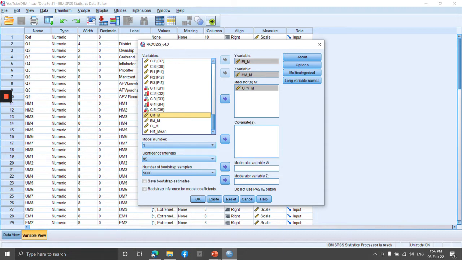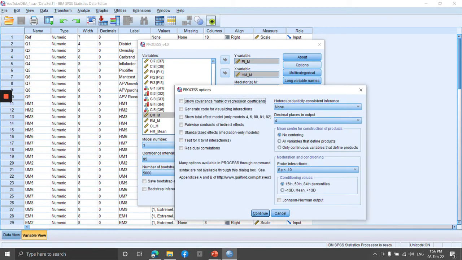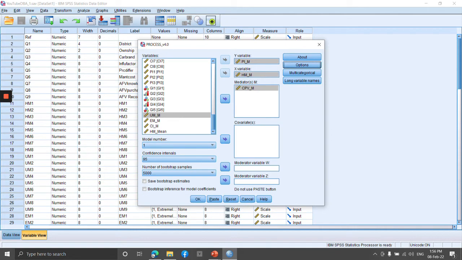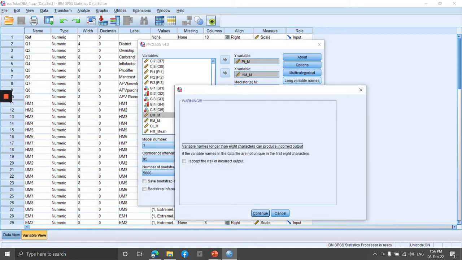Now we have to make some changes. Go to the 4 boxes on the right side. Go to Options. Change it: box number 3, just check it. Then only you get the effect model analysis part, that's all. Then go to the fourth box, long variable names. If you have long variable names, just click OK. I accept, even though short, no problem. Just click it, no harm.